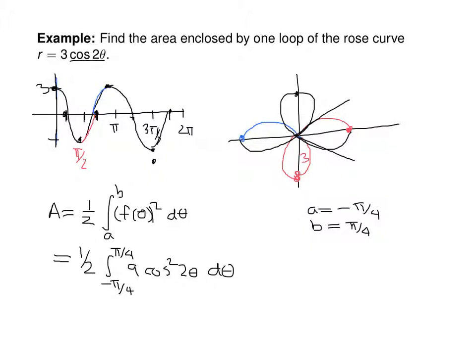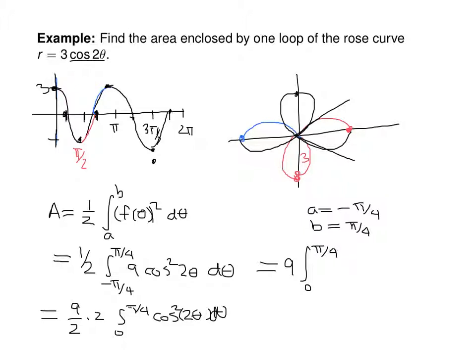So this is the same thing as 9 over 2 times twice the integral from 0 to pi quarters, cosine squared 2 theta d theta. So that's the same thing as 9 times the integral from 0 to pi quarters. Now you have to remember how to integrate cosine squared of 2 theta.